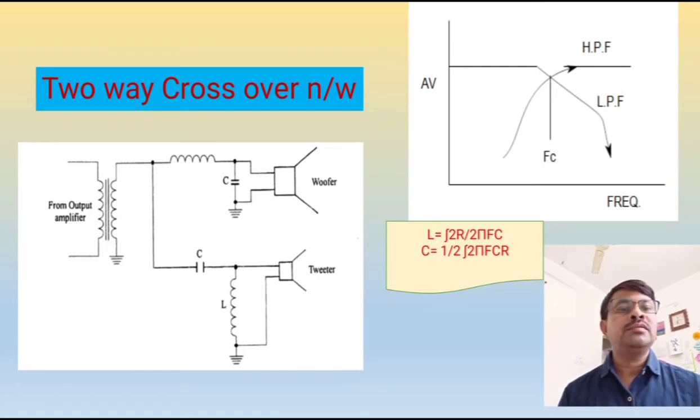So according to the formula, the value of capacitor can be calculated. The value of capacitor is equal to 1 upon 2 root 2 pi Fc into R, where R is the resistance of coil and Fc is the cutoff frequency of the crossover network.